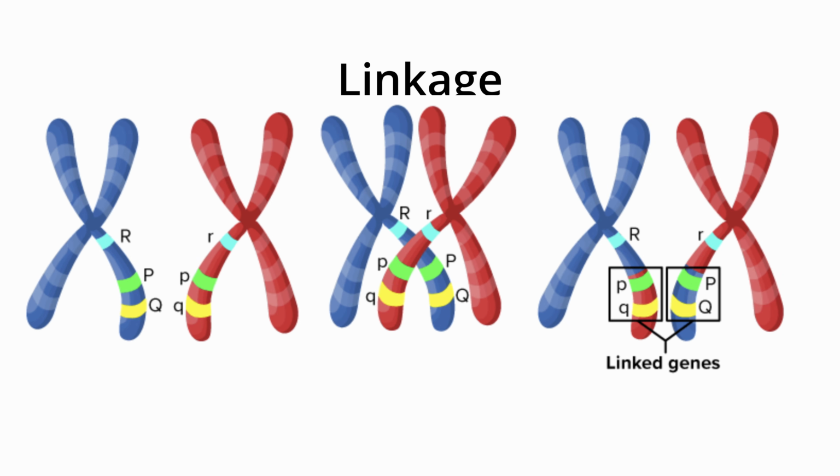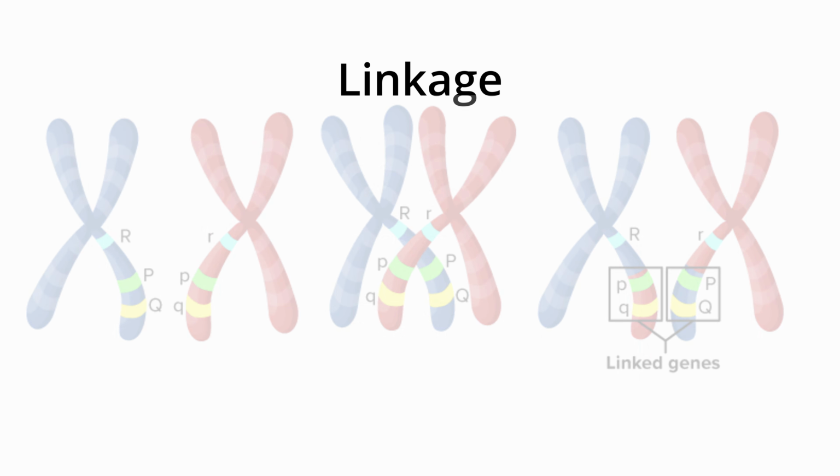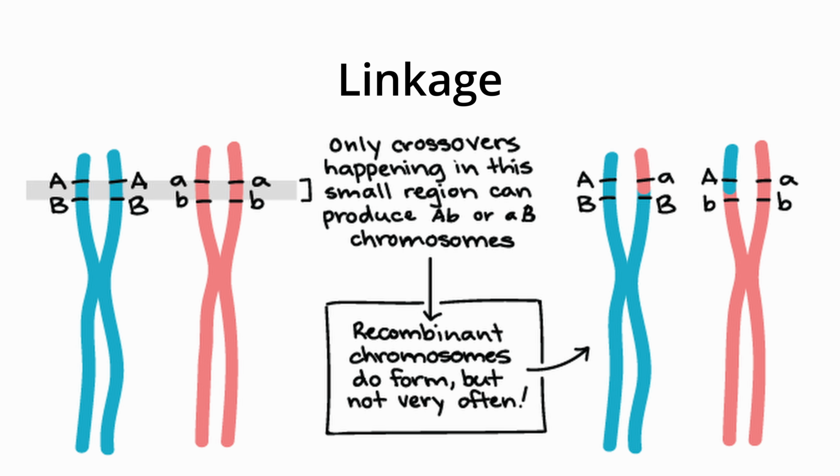Linked genes occur when 2 genes are situated close together on the same chromosome. We call them linked because they are less likely to be separated during crossing over if they are close to each other. This means that linked genes violate the law of independent assortment. The only time they aren't inherited together is when crossing over occurs and they are separated.